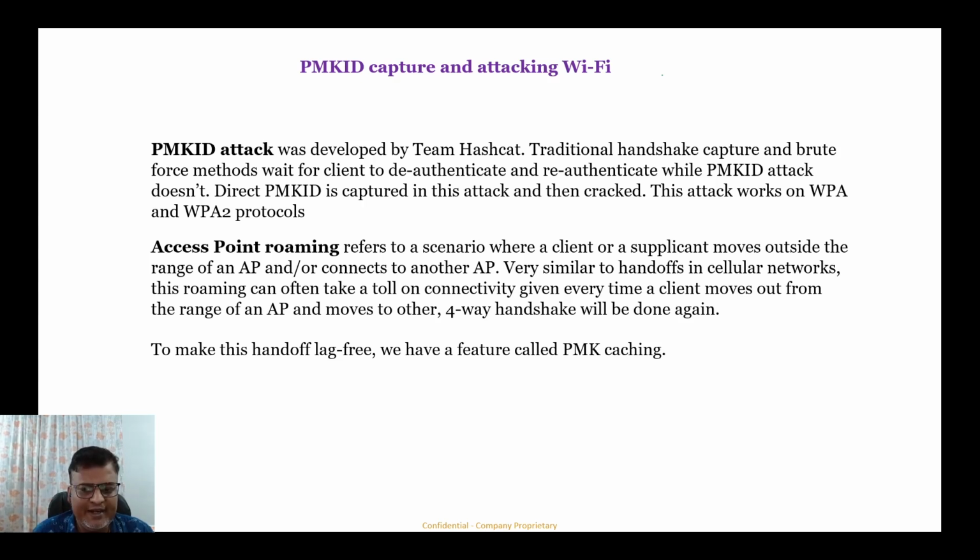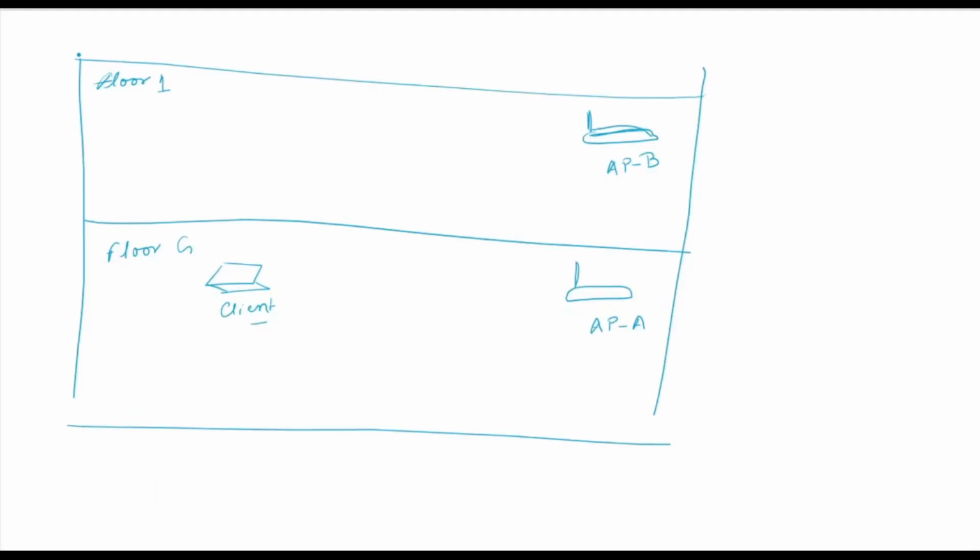So let's try to understand how it occurs. Let me draw it, so let's try to understand by drawing the diagram. We have to understand PMKID capture. What is the process? Here you can see this is a client device and access point 1. These are the two floors: one floor is the ground floor and one is the first floor. There is access point B and access point A. Suppose the client has connected to access point A.